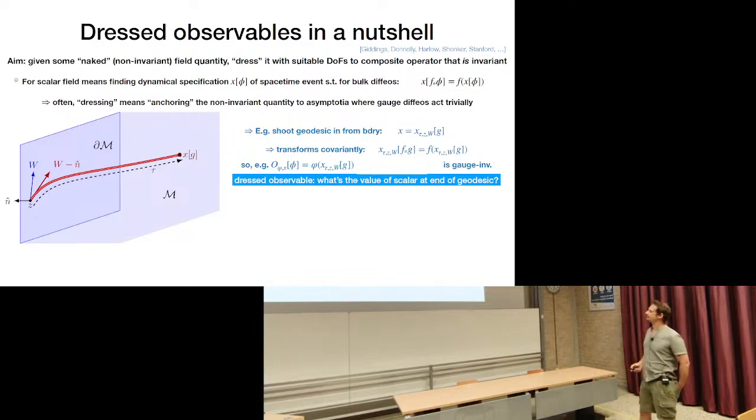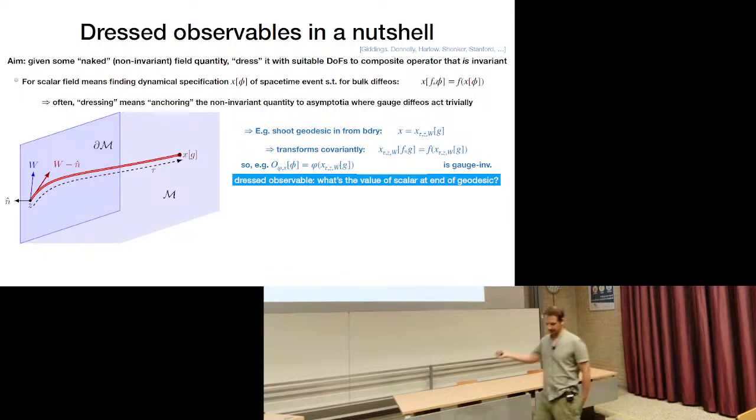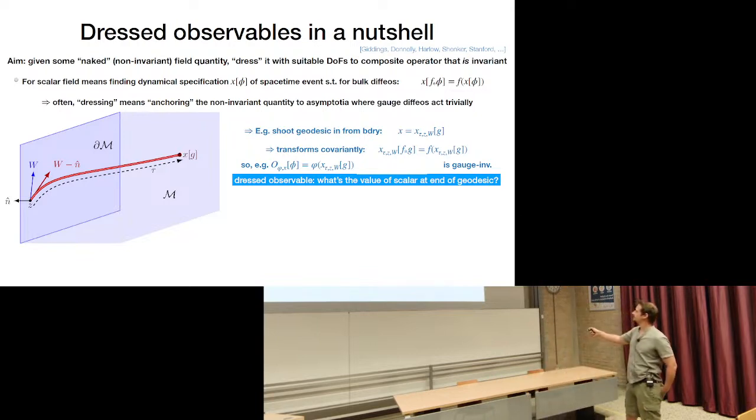A very simple example of that is you have some boundary here, and you shoot in a geodesic into space-time from some anchor point z into some direction, and then a certain distance into space-time. So you define dynamically a space-time event like this in terms of such a parameterization, and you can convince yourself that this actually satisfies this condition.